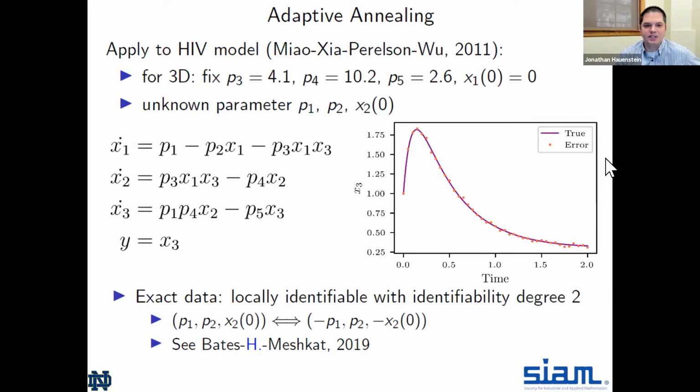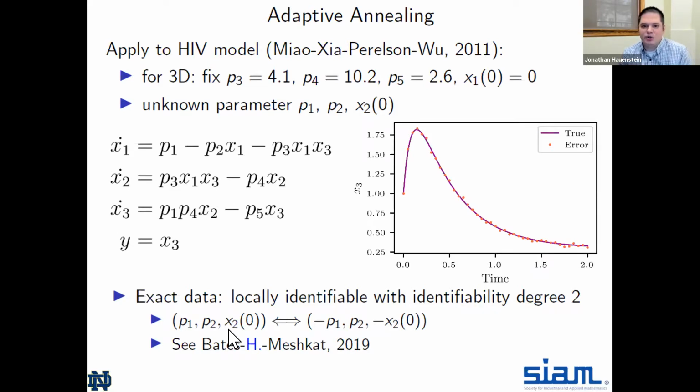from biology. So you have this HIV model. It's a system of 3 differential equations, and there are some parameters in there. To visualize it, we wanted only 3 unknown parameters, so we fixed some of them and left 3 unknown. If you have exact data, so if you're able to have exact output data, then there are 2 sets of parameters that can describe that output data. This is what's called the identifiability degree. How many parameters can describe exact data? And in this case, there are 2.